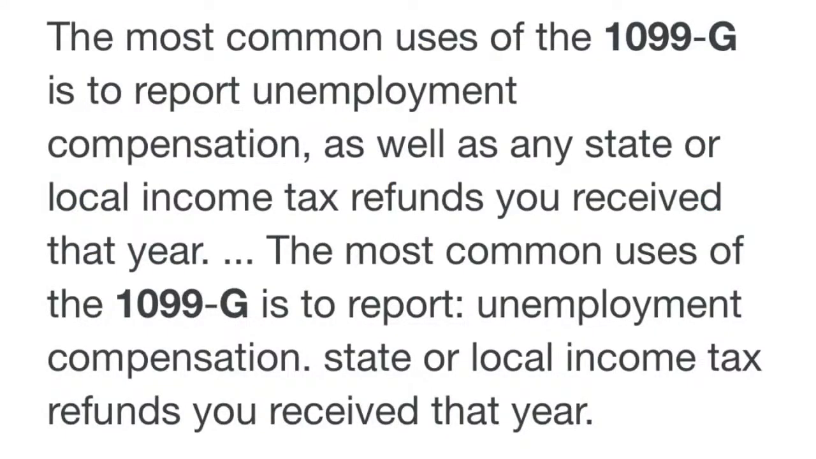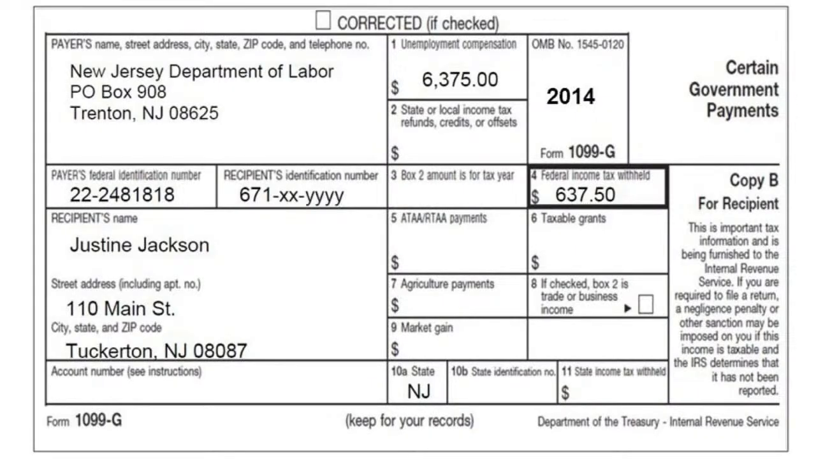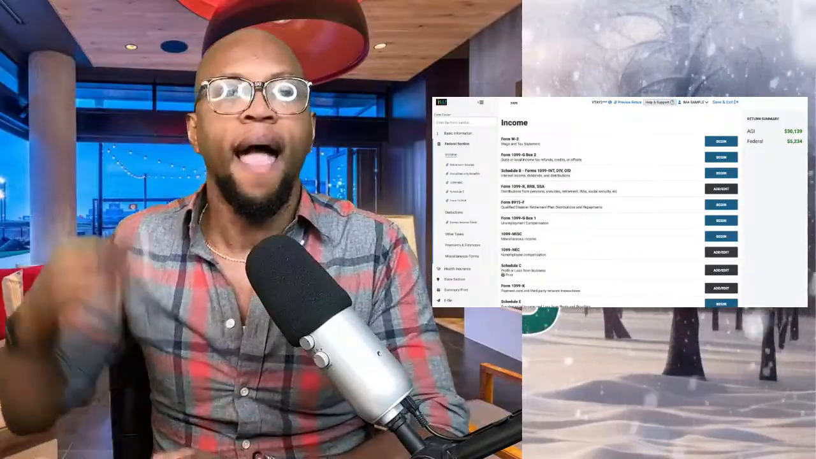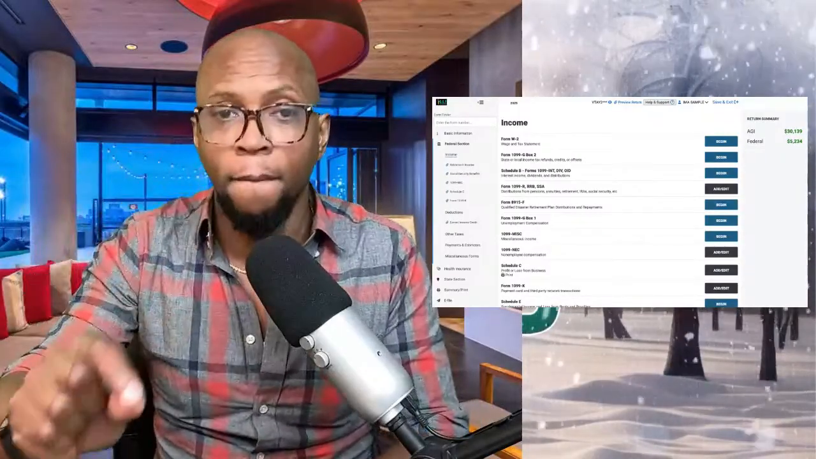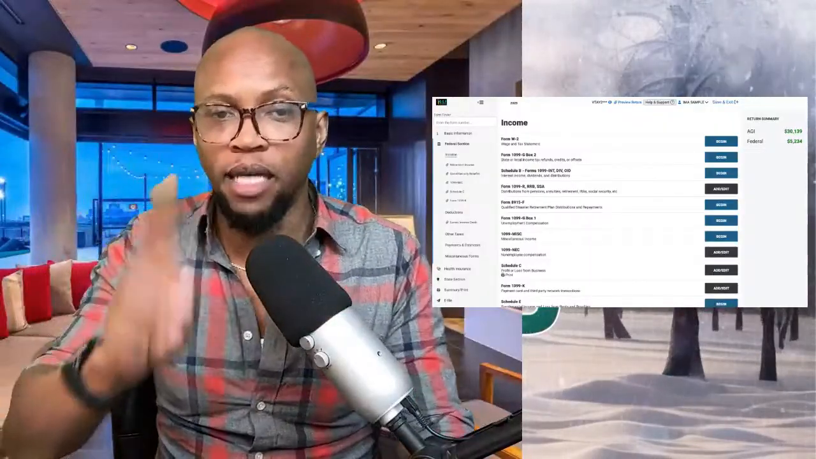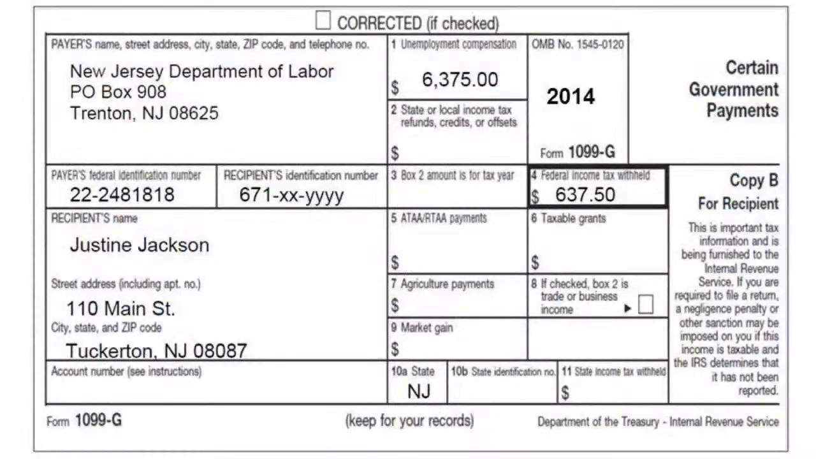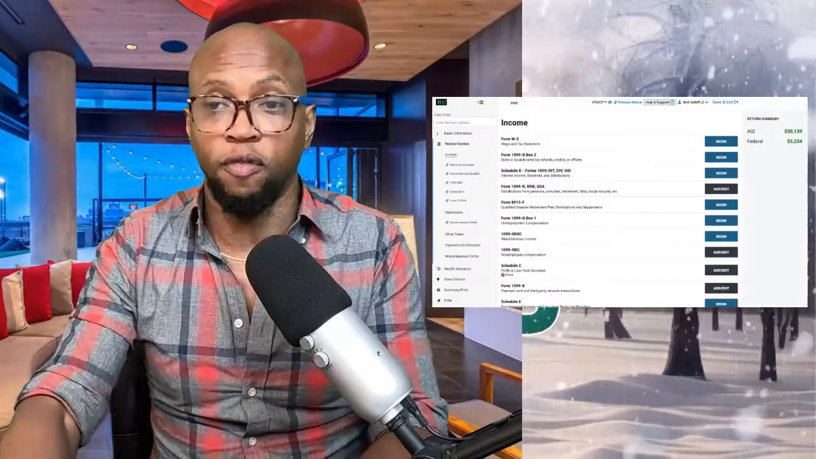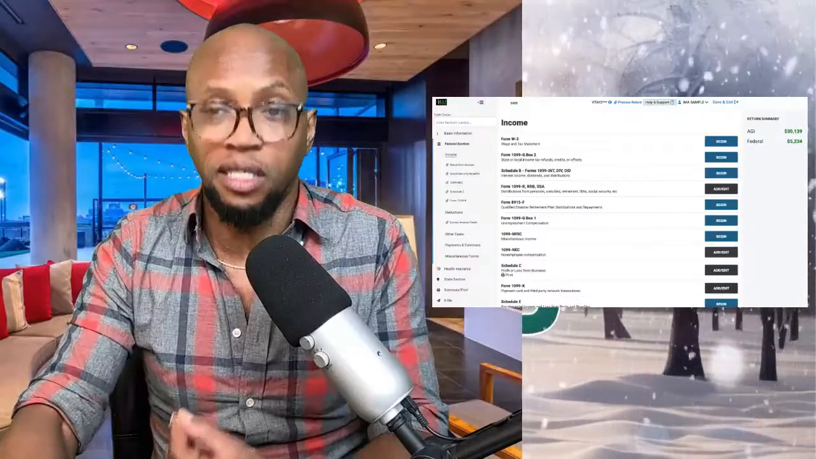1099-G, I want to go over this as well because it's not always unemployment. We're used to it being unemployment, but in some other states, the 1099-G actually represents how much the state's revenue system paid you the year before. It's best that we know how to differentiate those two. A 1099-G that's an unemployment form will state that that's what it is. Like this one says it's the Department of Labor. But sometimes it will state that it is a way of showing you what was paid in taxes before, or what you received as a refund from the state the year prior.